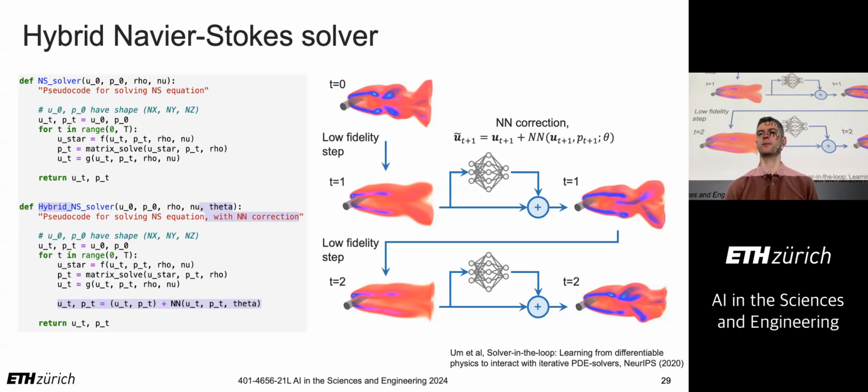Then we're at time step 1, then we just repeat this process again. So then we take another low fidelity step, and then we add a residual correction from the same neural network. So we use the same neural network in both steps here.